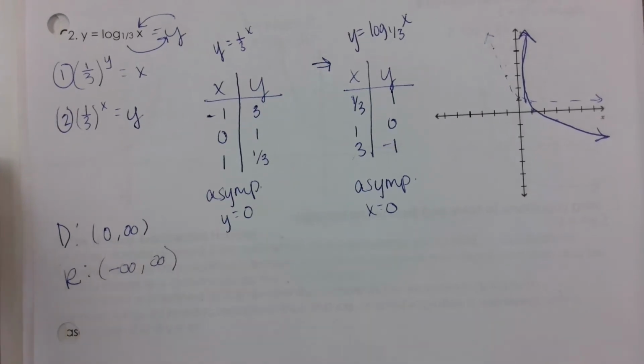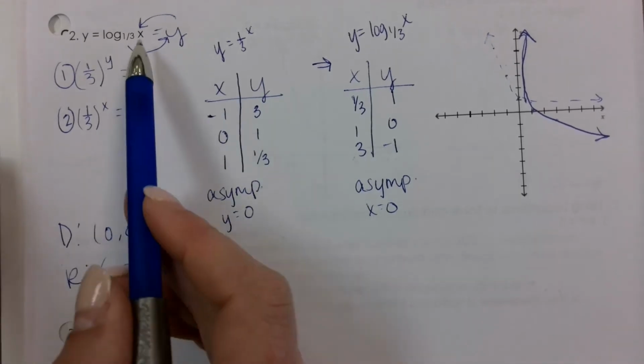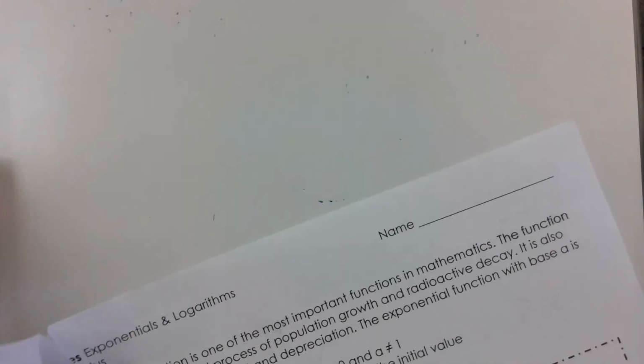So the last part we want to do is our domain and range. What would your domain be for this one? Domain is x's. 0 to infinity. What would your range be? All reals, so negative infinity, positive infinity.